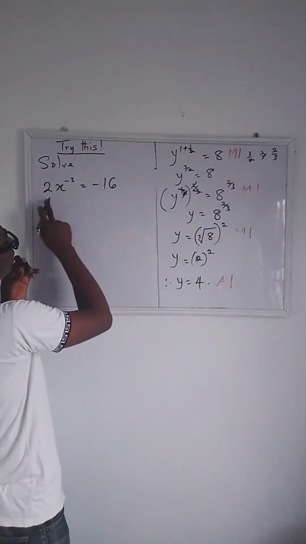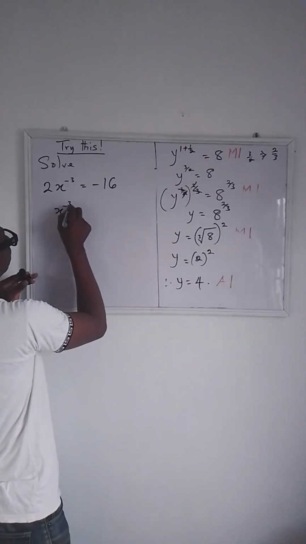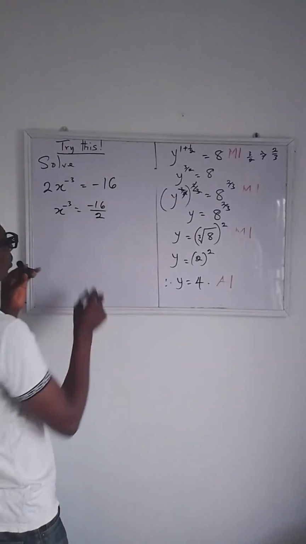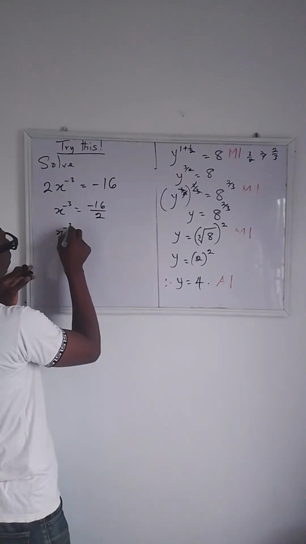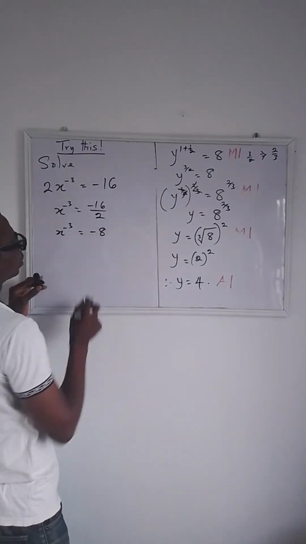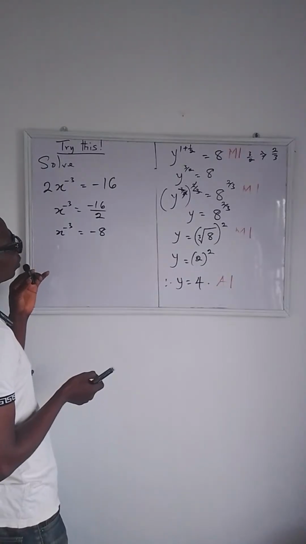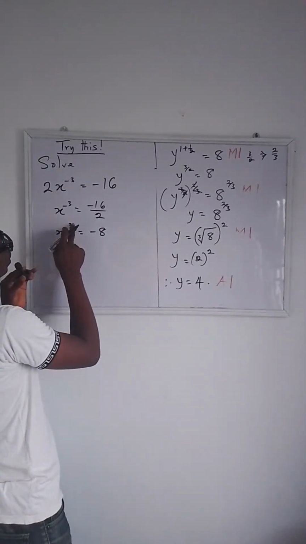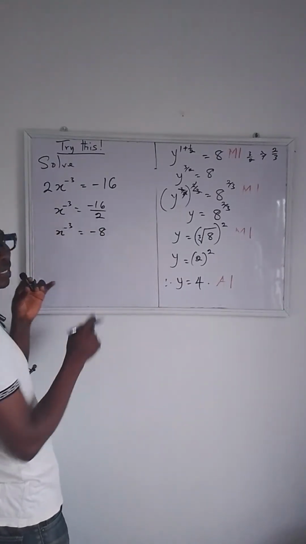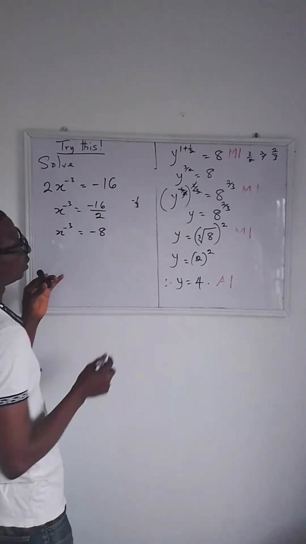Now to solve this, the first thing is to divide both sides by 2. So you have x raised to the power of minus 3 equals minus 16 over 2. Okay, so now you have x raised to the power of minus 3 equals, when you divide this by 2, you have minus 8. Okay, so the next thing is to multiply the power here and the power here by the reciprocal of minus 3. The reciprocal of minus 3 is minus 1 over 3.